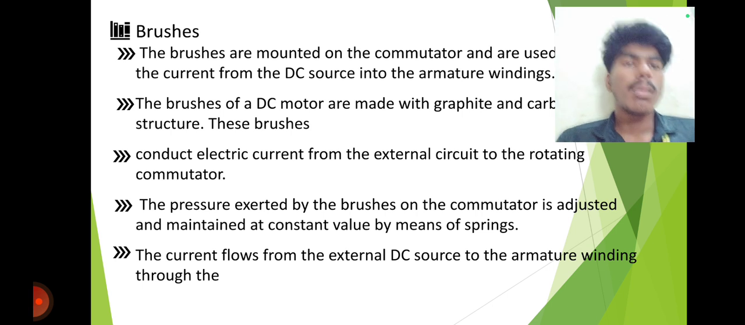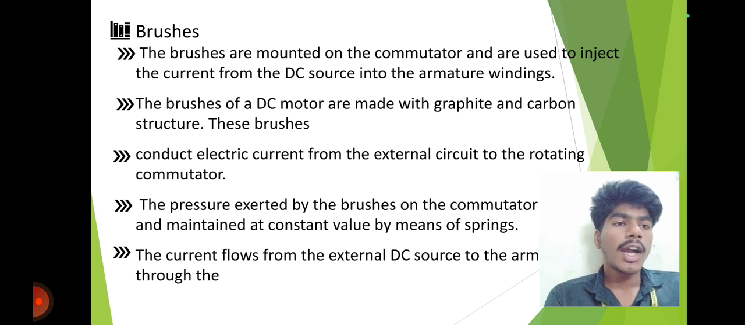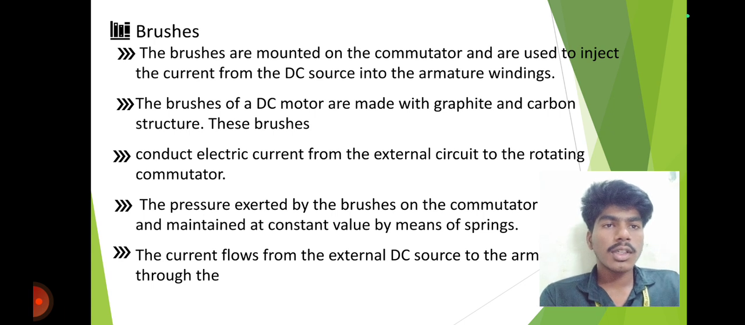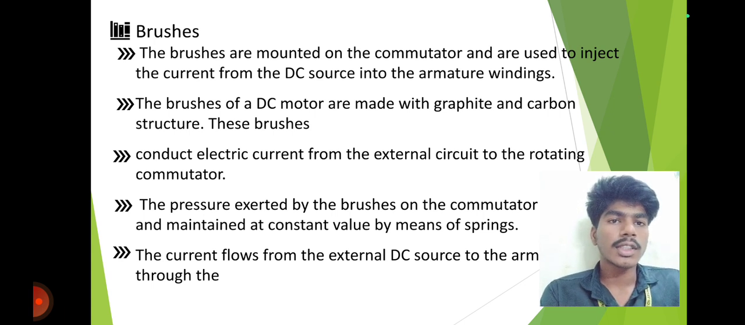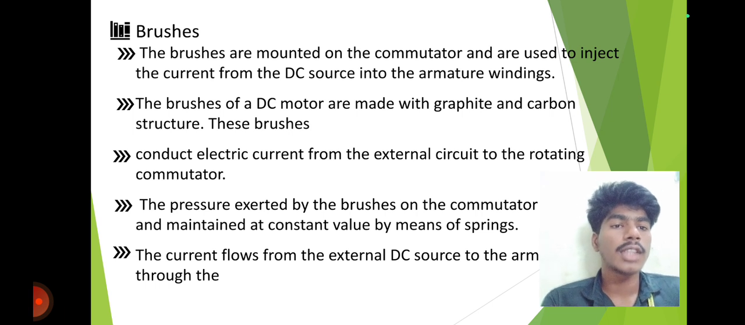Brushes. The brushes are mounted on the commutator and are used to inject the current from the DC source into the armature winding. The brushes of the DC motor are made of graphite and carbon. These brushes conduct electric current from the external circuit to the rotating commutator. The pressure exerted by the brushes on the commutator is maintained at a constant value by means of springs. The current flows from the external DC source to the armature through the brushes.